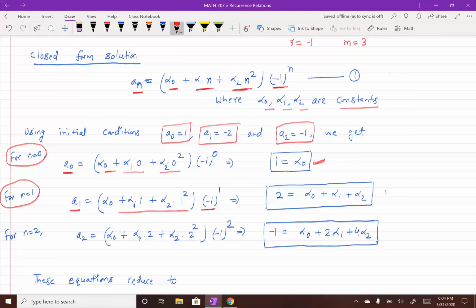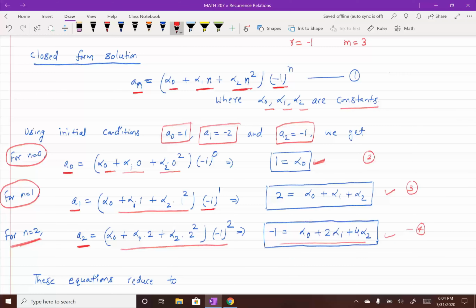Similarly, by using the third initial condition for n equal to 2, you will have this side from your closed form solution equal to a2, and just by putting n equal to 2 in your closed form solution, this side will be alpha 0 plus alpha 1 times 2 plus alpha 2 times 2 square, multiplied by -1 to the power 2, which will give -1 equal to alpha 0 plus 2 alpha 1 plus 4 alpha 2. So we will have equations two, three and four.